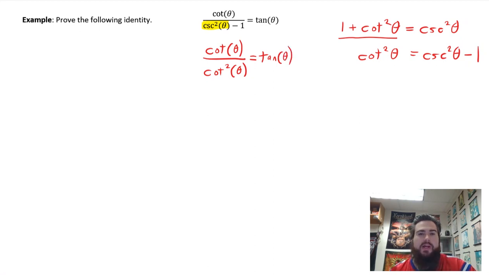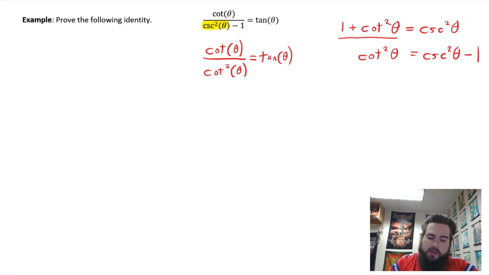Keep in mind that we are trying to verify identities here, so I cannot multiply, divide, add, or anything else to both sides of the equation because we do not know if the equation is valid quite yet. However, I still should be able to continue to work with the left side as I see cotangent of theta divided by cotangent squared of theta.